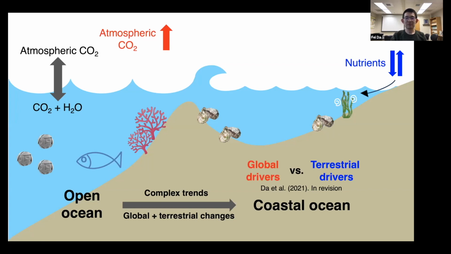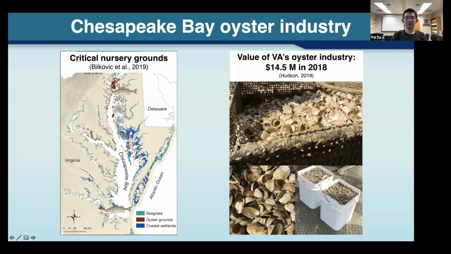One of the reasons why we are interested in acidification in the Chesapeake Bay is because of the oyster industry here. The map on the left in brown color shows the oyster grounds. These oyster grounds provide protection and food to other marine species, such as striped bass, especially at their early life stages. So it's very important to maintain the oyster grounds. Additionally, the oyster industry is very important to the local economy. The value of Virginia's oyster industry in 2018 exceeded $14 million. And this number is expected to increase in the future because of the growth in aquaculture.